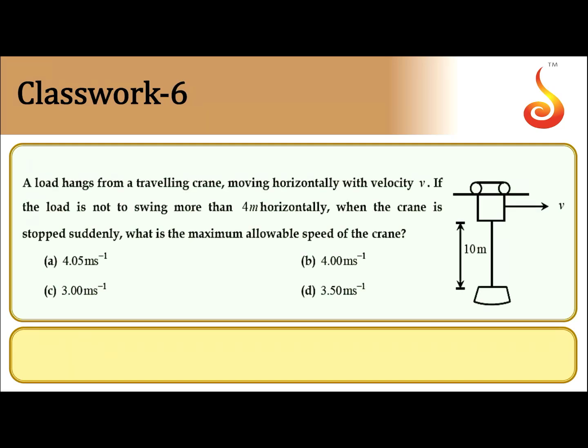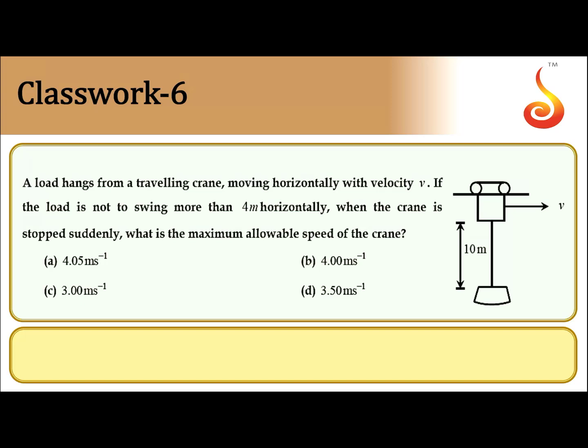Example 6. A load hangs from a travelling crane moving horizontally with velocity v. If the load is not to swing more than 4 meters horizontally when the crane is stopped suddenly, then what is the maximum allowable speed of the crane?